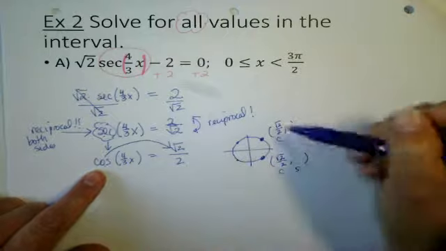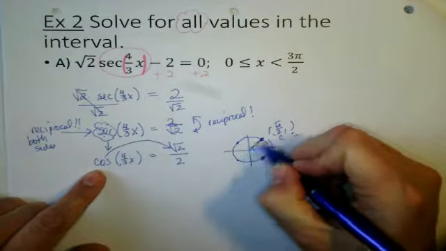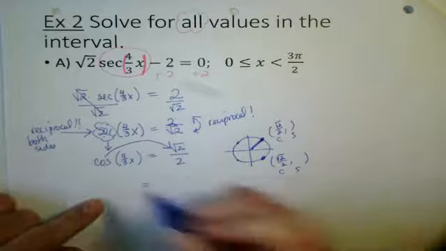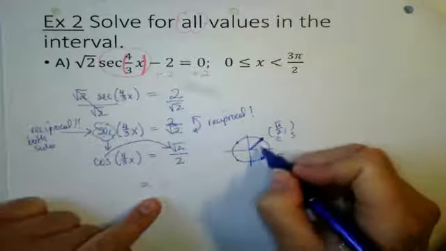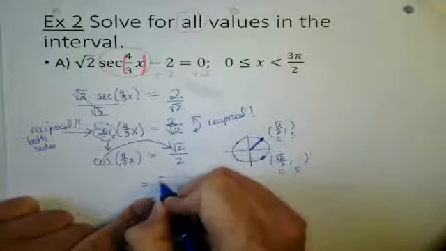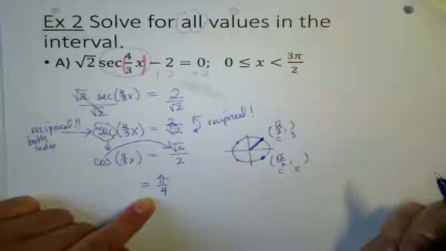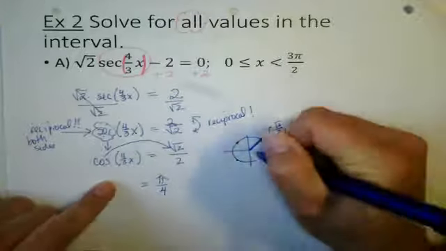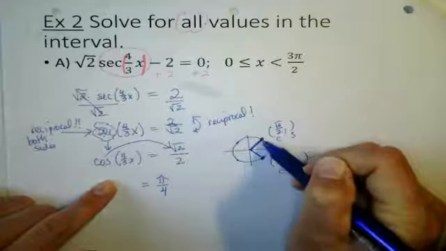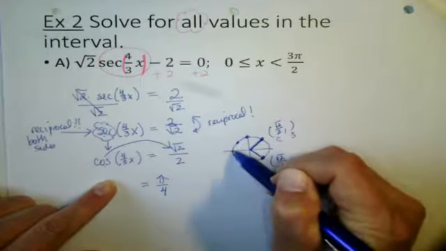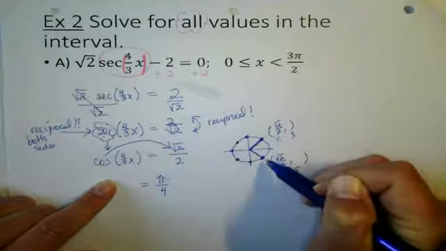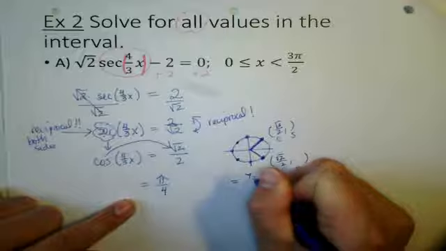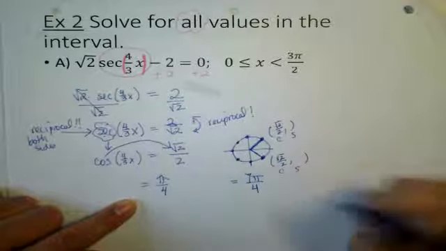All right. So what angle is this? Yeah, that one is pi over 4. Also here, let's see, 1 pi over 4, 2 pi over 4, 3 pi over 4, 4 pi over 4, 5 pi over 4, 6 pi over 4, 7 pi over 4. All right, so we have two potential answers here.